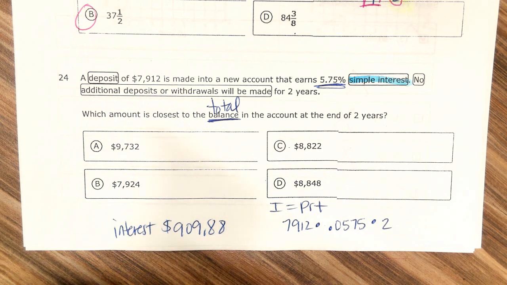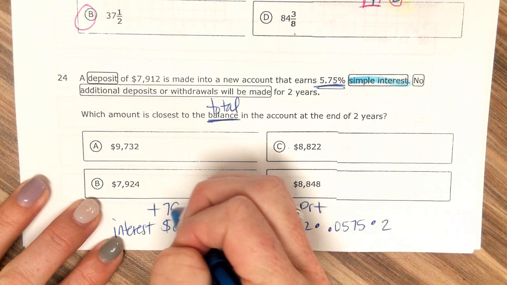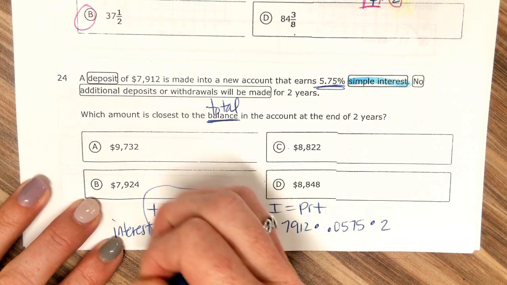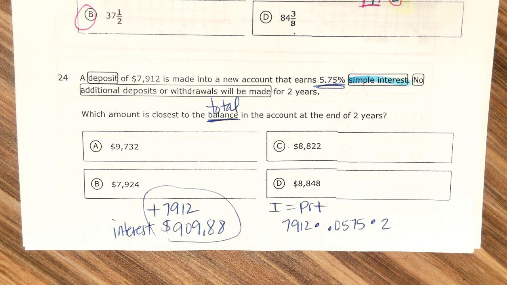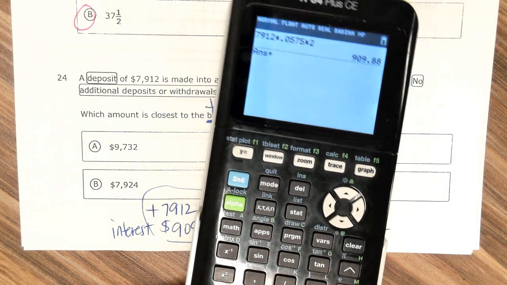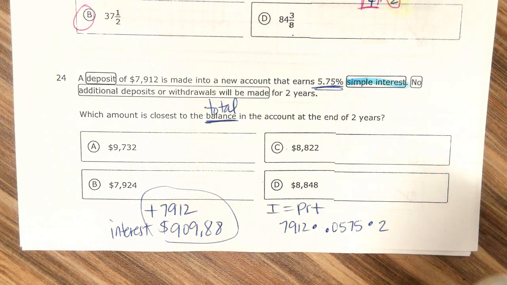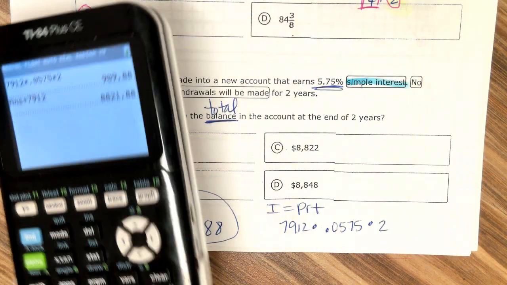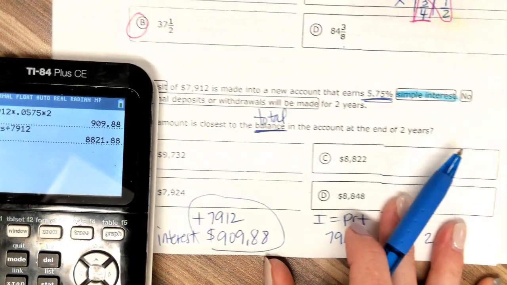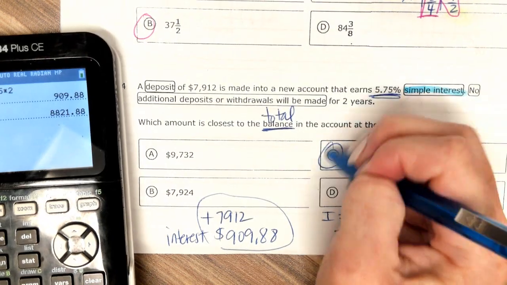Well, how much did they start with in the account? 7,912. So I have to add 7,912 to this, and that will tell me the total. So I take my calculator and I add 7,912. It is $8,821.88. Which value is closest to this? C.